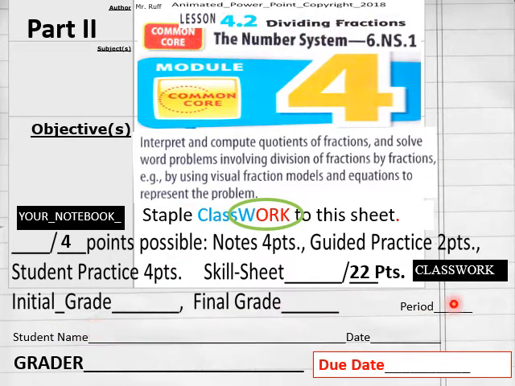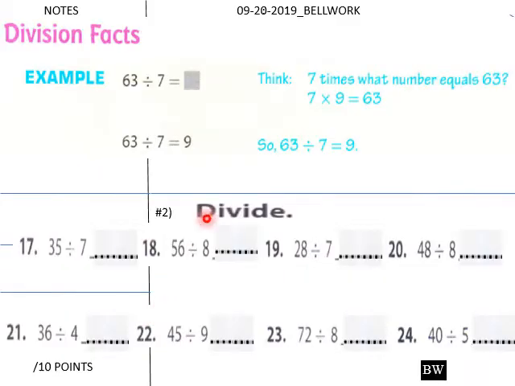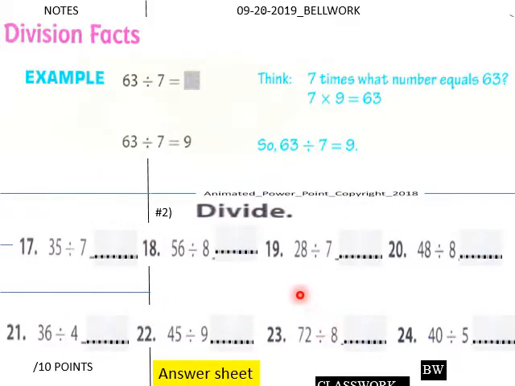Students, put your name, date, period here on your phone, your tablet, your PC, your Chromebook, your paper. Let's go to page 1, which is the bell work. We've got a bell work here, division facts. So we have an example here of dividing. And then 17 through 24, divide each of these. Teachers, give your students about 5 minutes. We'll see you in 5 for the answers.